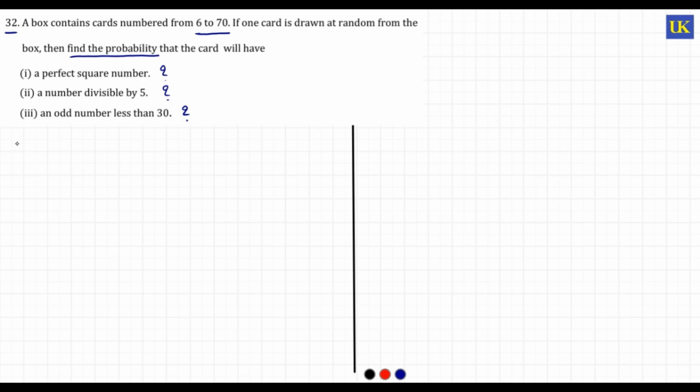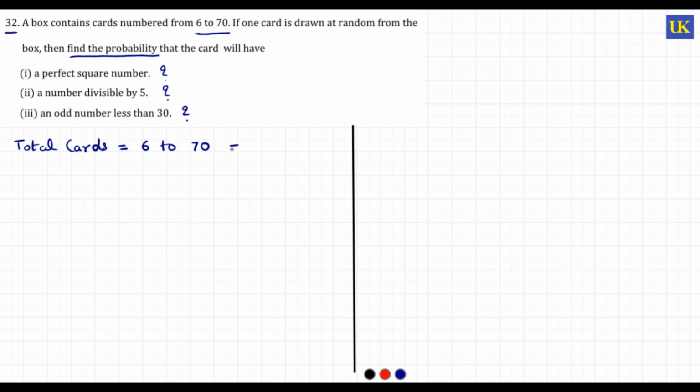Now, first what we will do is, first we will understand how many total cards we have in the box. So they are saying that the box has cards from 6 to 70.